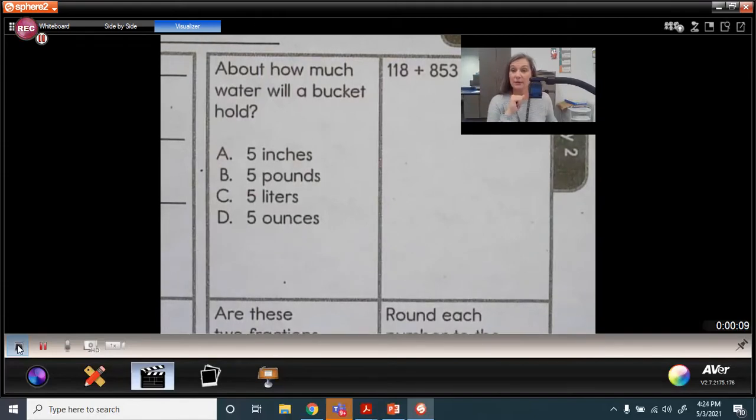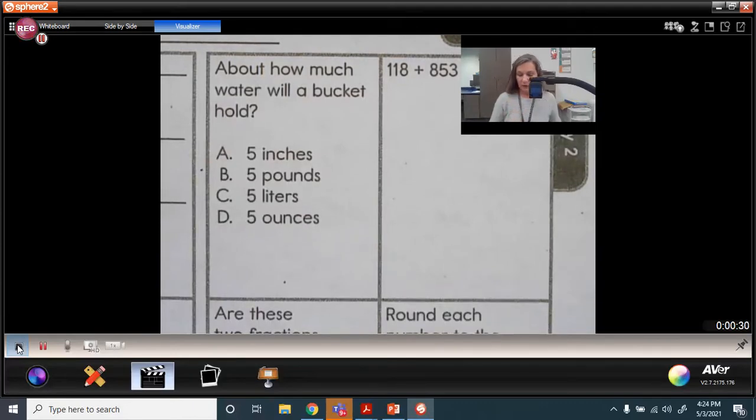Today's Tuesday, and we're going to take a look at our DMA for today. There's one problem that we are going to introduce some information to you, and then that's the first problem. So let's take a look at our first problem for our DMA today. It says, about how much water will a bucket hold?